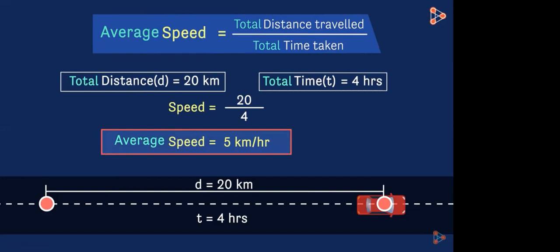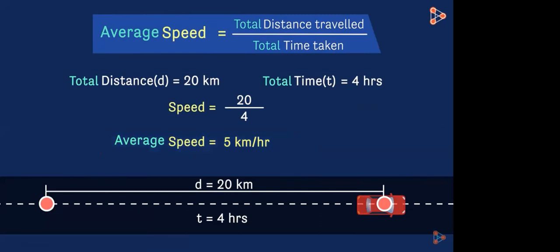I'm sure that you're clear with the idea of average speed now. So what's next? Look at the unit of speed used in the example. The unit of speed in this example is kilometers per hour or kmph, and it's one of the most common units of speed. Yes, this unit is also used in speedometers.